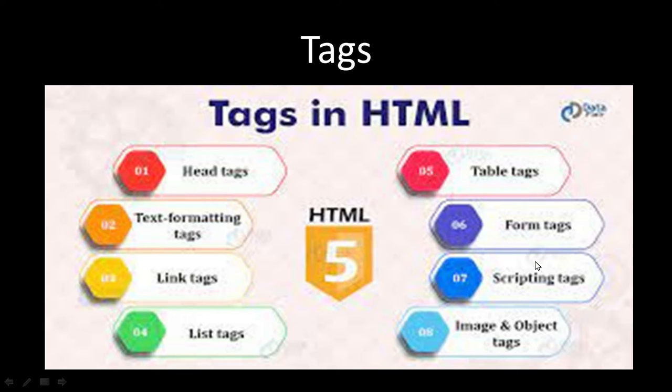Then the scripting tag, the tag that is used for developing some script like JavaScript. For that, we are using the script tag. And image and object tags: if you want to insert some images in your HTML document, then we will use the image tag. So there are various tags, and these are some of them.